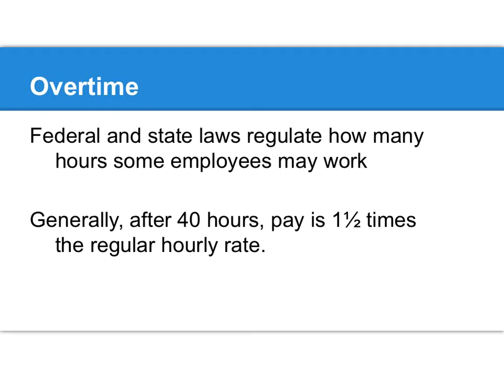So once you've hit 40 hours, your, let's say, $10 hourly wage, the rest of the week, all the hours you work in excess of 40, your pay is 1.5 times the hourly rate. So your pay would go to $15 for those subsequent hours.